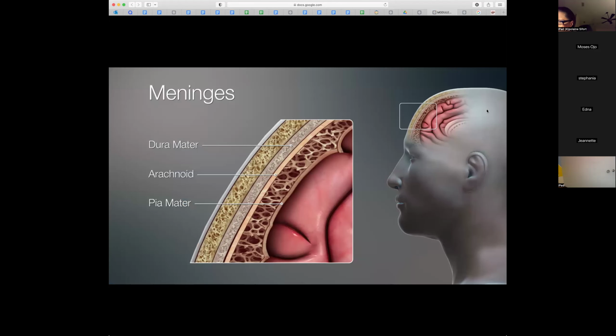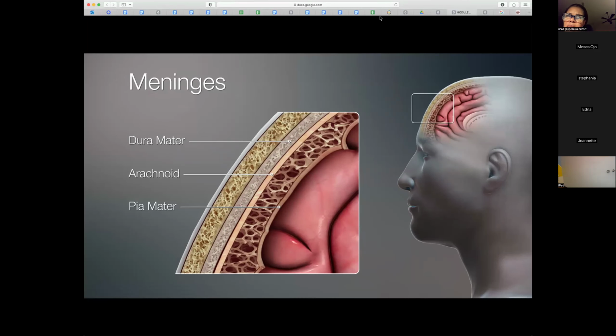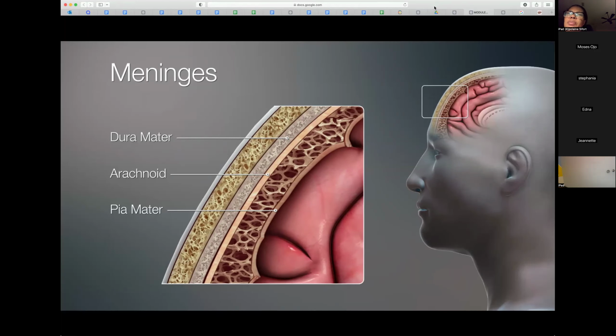Next up is meninges. And can you guys let me know if the picture is big enough or is it coming out small for you guys? It's big enough. Okay, thank you.